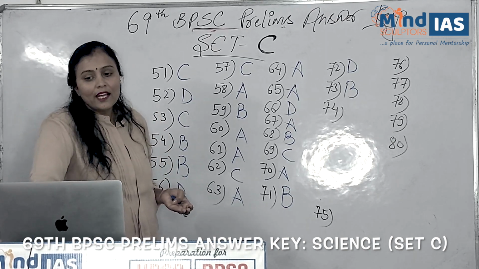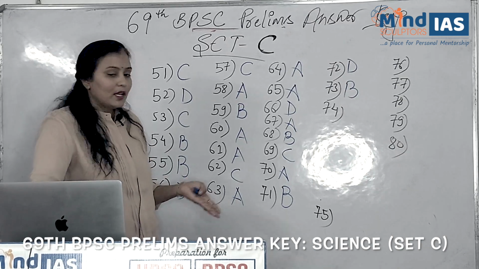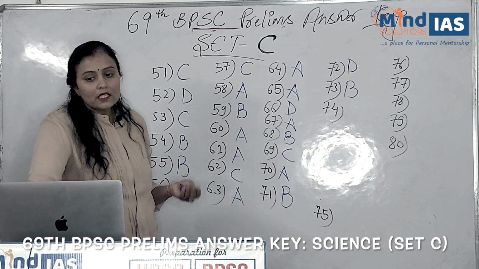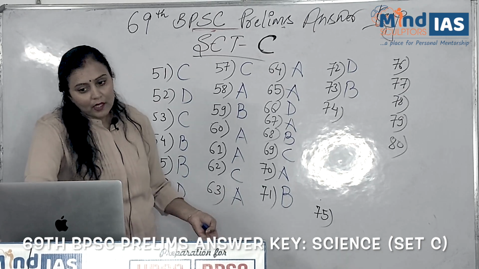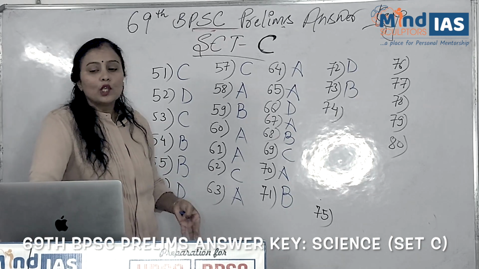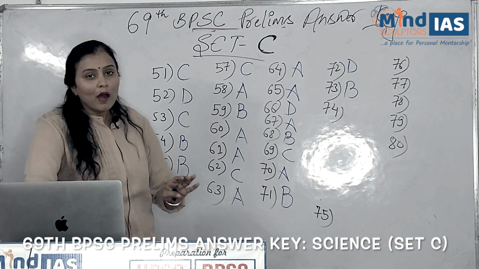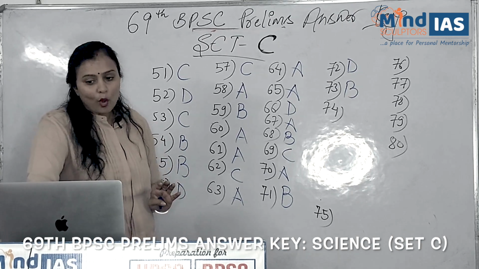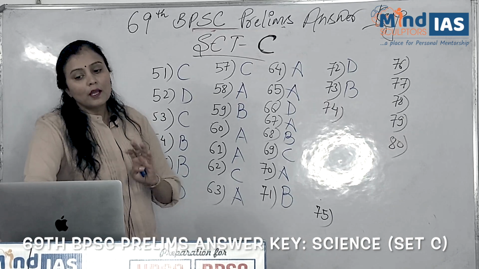Which of the following are not the taste buds of the tongue? So the options given: sweet, bitter, salty, spicy, umami, sour and pungent. I think all the words you have heard except one, that is a taste which is given, umami. And then they have given the option, select the correct answer using the code given below.